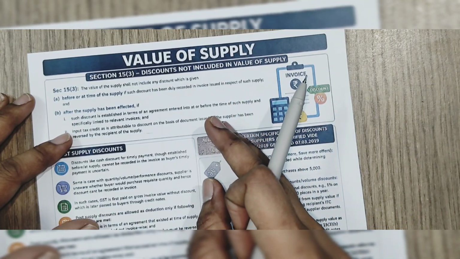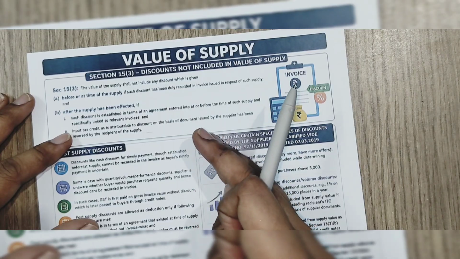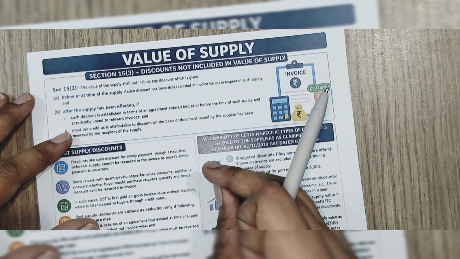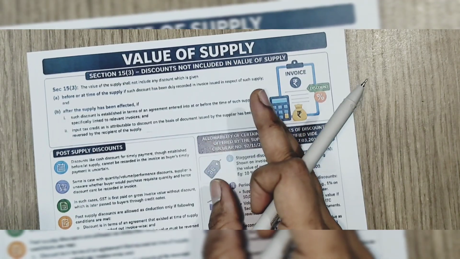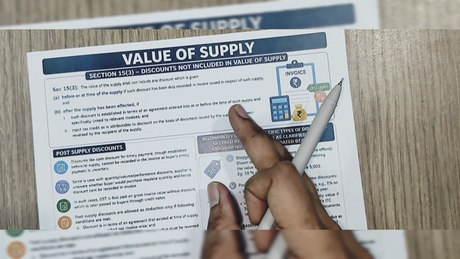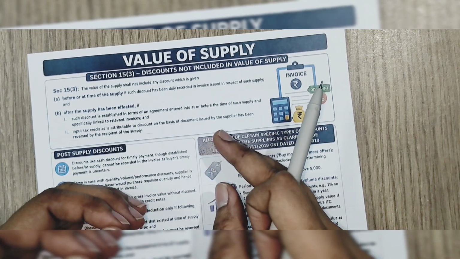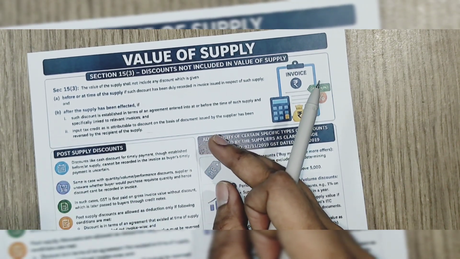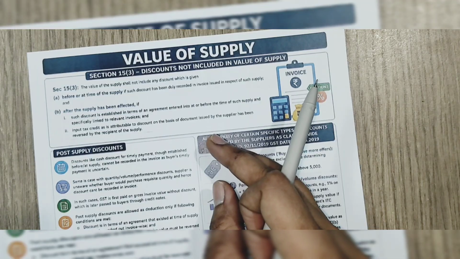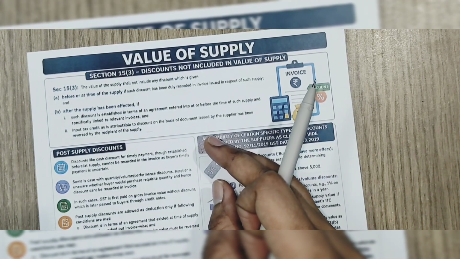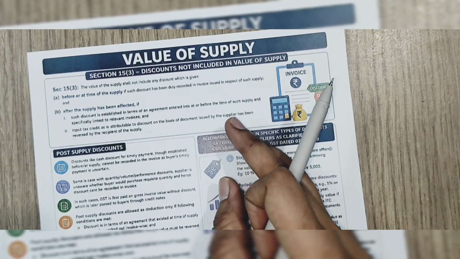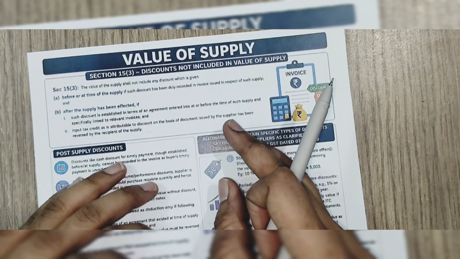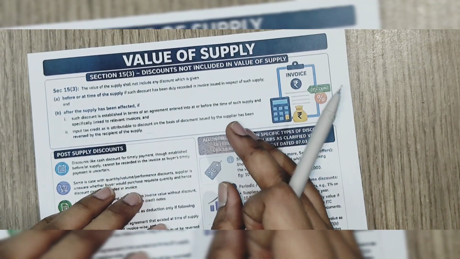Post-supply discount, whatever discount you are not giving at the time of supply. But see, for example, if you take industries, the supplier will supply the raw materials. There is a practice of credit system. They will pay after a credit period of 3 months, 1 month, 2 months, as per the organization. Now, whatever post-supply discount you are giving after 1 month, that should be excluded.